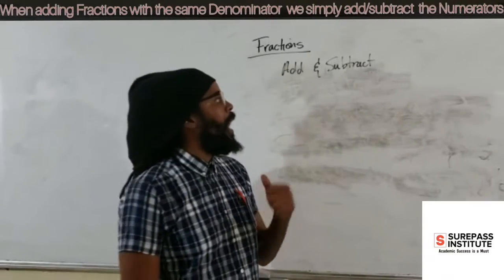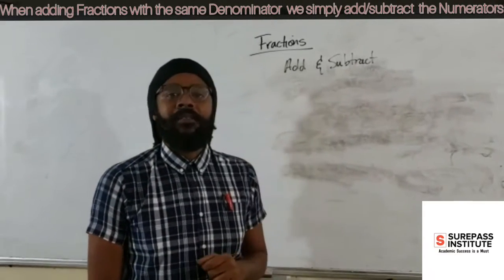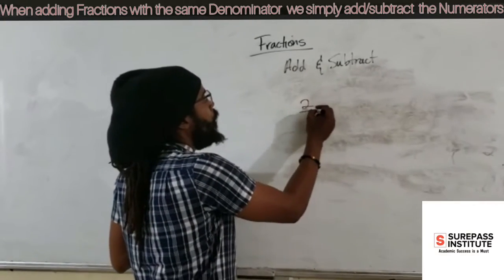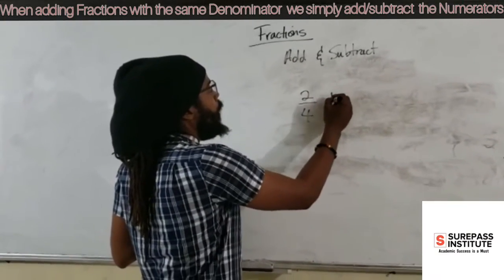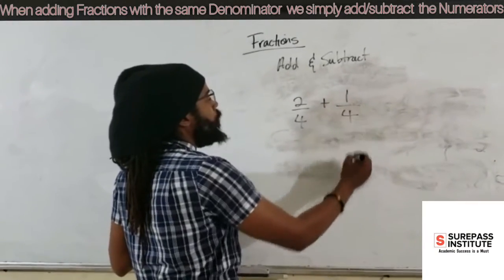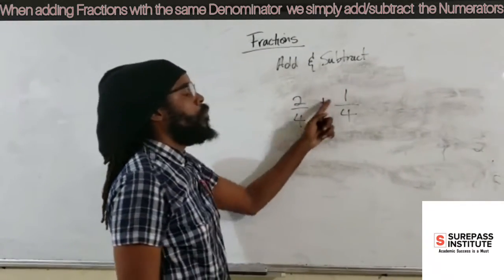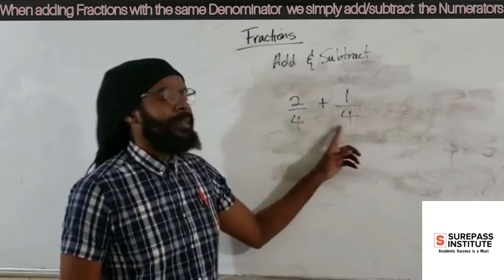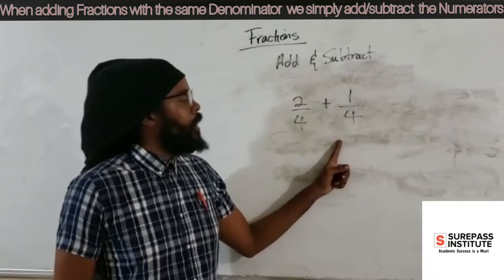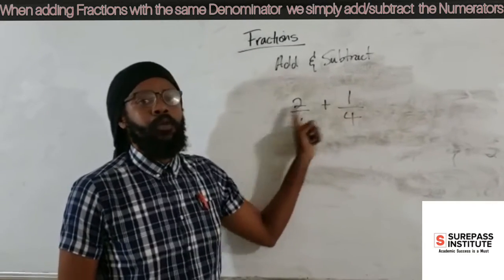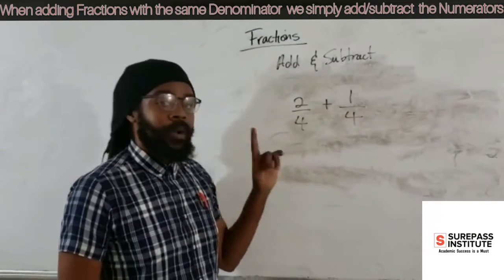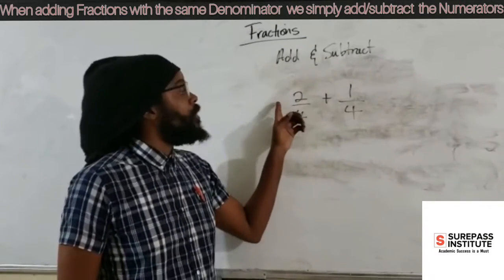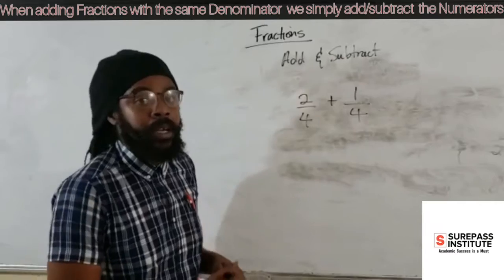If we're adding and subtracting fractions with the same denominator, for example, if we have 2 over 4 and we're adding that to 1 over 4, which is a quarter, the concept says this. When adding two fractions that have the same denominator, we simply add the numerators. So once we're adding or subtracting fractions that have the same denominator, we simply add the numerators. Check this.